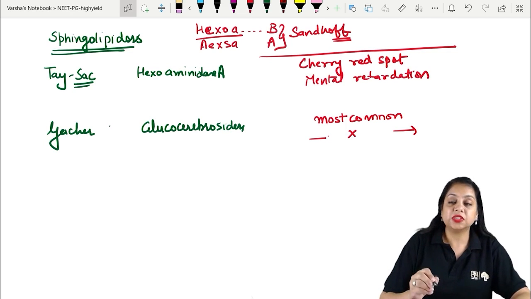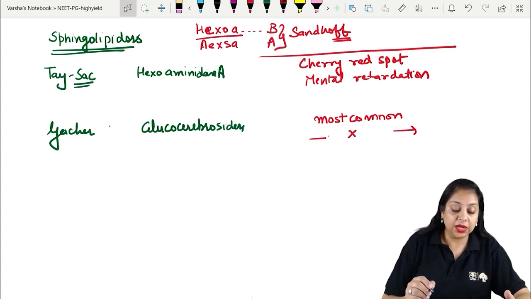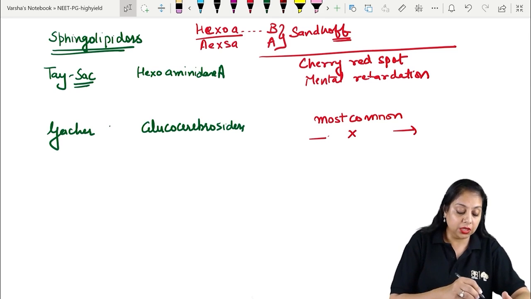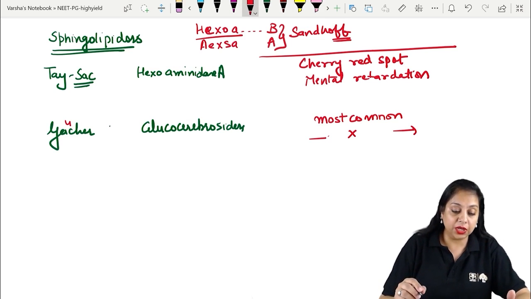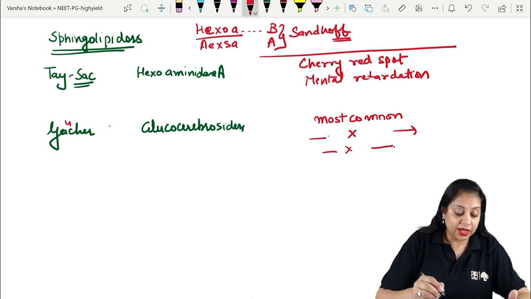In most of the sphingolipidosis, be it Tay-Sachs, Gaucher, and we are going to see more, they all will be having mental retardation, but in Gaucher usually you don't see that mental retardation. You really don't see that. What else is seen in the Tay-Sachs disorder?